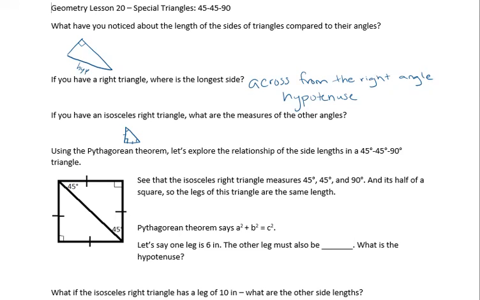Hopefully you've said 45 degrees, because in a triangle, we have a total of 180 degrees. If we subtract our right angle, then we're left with 90 degrees for the other two angles. If they are exactly the same, then we take the 90 degrees and we divide by 2. So they're 45 degrees each.